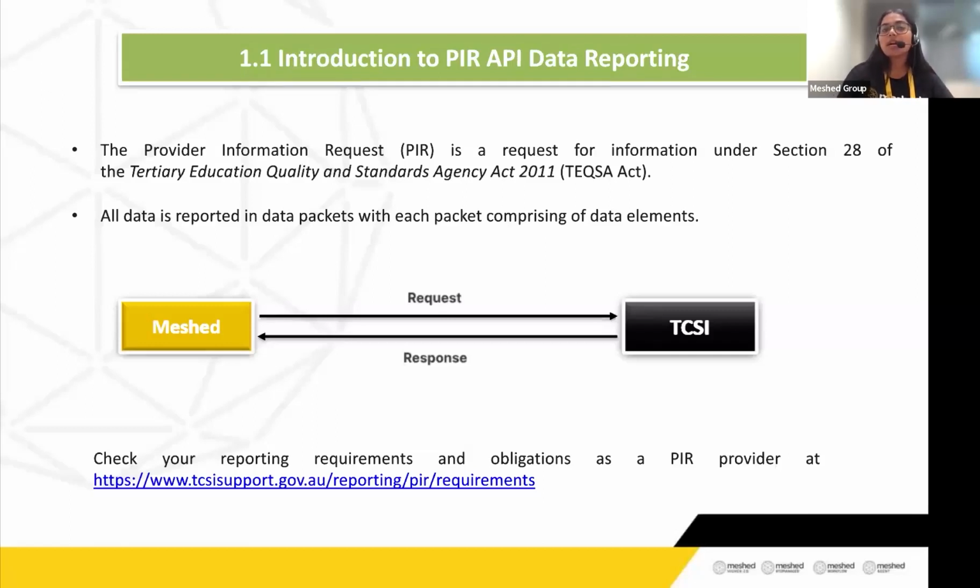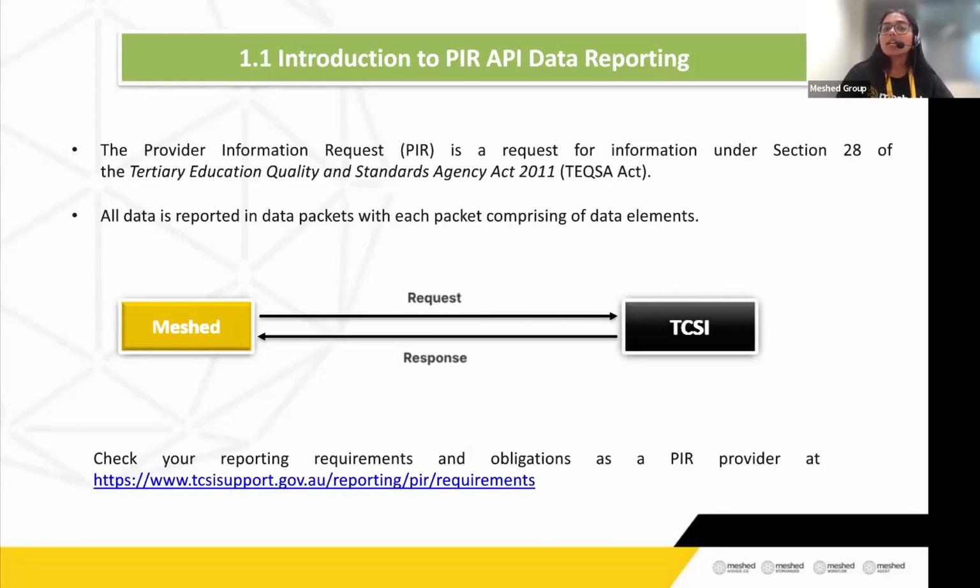So as you know, PIR is request for information under the TCSI Act. So any provider who is not a fee help approved or HISA approved provider falls under the category of PIR or provider information request. So any of the higher ed providers who have joined in today, if you are a fee help approved provider or approved under HISA Act, you do not have to comply with PIR reporting requirements. Your reporting requirements differ and they are the HISA reporting requirements.